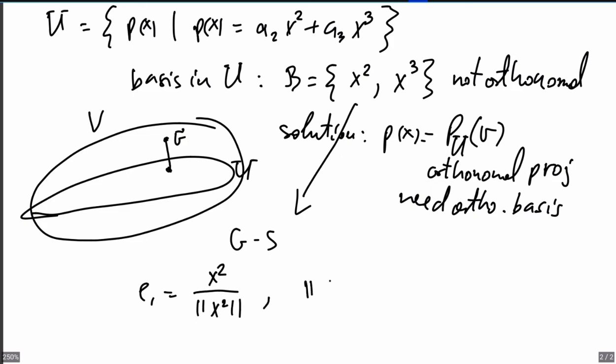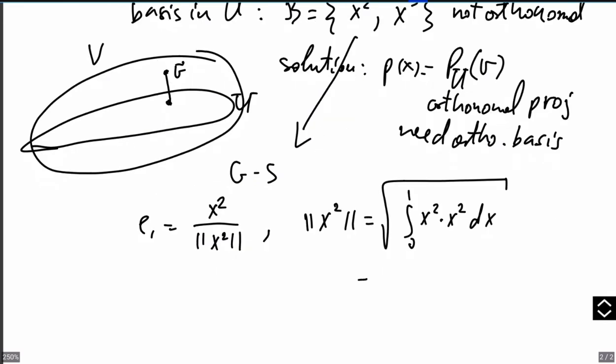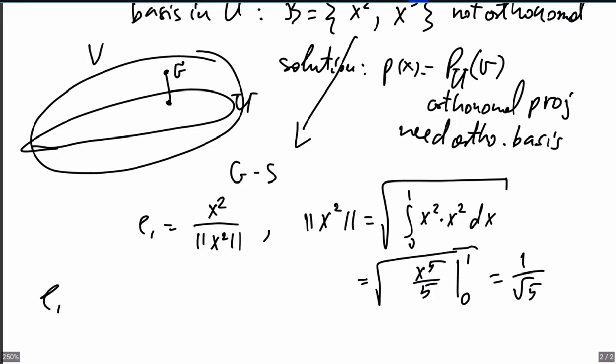The norm of x squared comes from the inner product, which was defined as the integral from 0 to 1 of x squared times x squared dx. That's x to the 4, and the integral is x to the 5 over 5, evaluated at 0 and 1. So this is 1 over 5. The norm is 1 over square root of 5. So that means that e1 is x squared divided by 1 over square root of 5, which is square root of 5 times x squared.